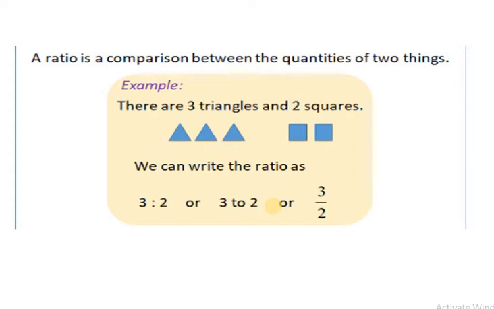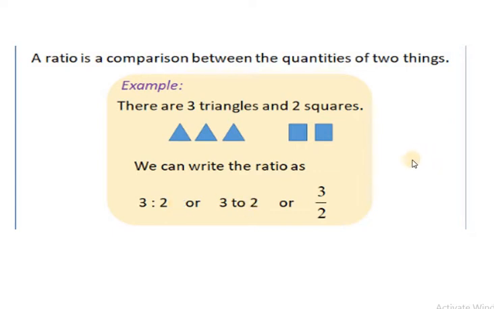There are 3 triangles here and 2 squares. The 3 triangles are the first term and the 2 squares are the second term. So we can write this as 3 to 2, or 3:2, or 3 over 2. Which means 3 divided by 2, and 3 to 2 also means divided.